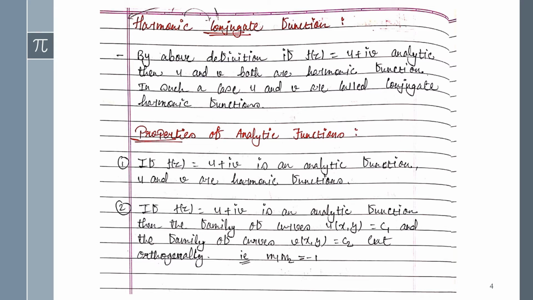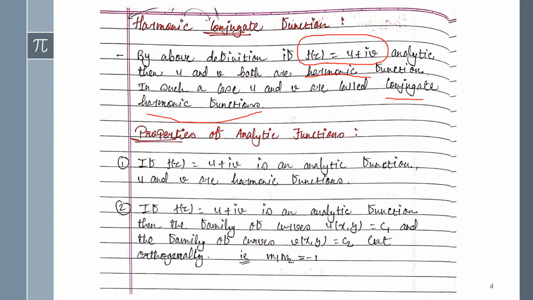But right now just please note that by definition, if f of z equals u plus iv is analytic, then u and v both are harmonic functions. Now see, if f of z equals u plus iv is analytic, then it will be called harmonic. And in such case, u and v are called conjugate harmonic functions.